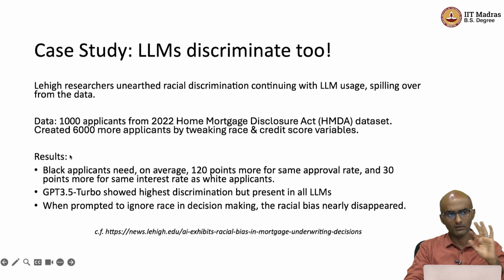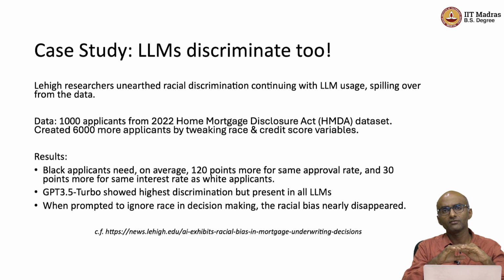Obviously, they found that whatever bias was there in the underlying data was manifested in the LLM as well, which meant that for Black applicants to arrive at the same approval rate, which means the loan application gets approved or rejected, as for white applicants, they needed to have 120 more credit score points, right? Which means they needed to have much better credit history, everything else remaining the same, right? Which is a clear case of bias.